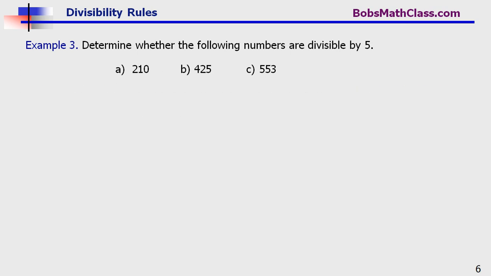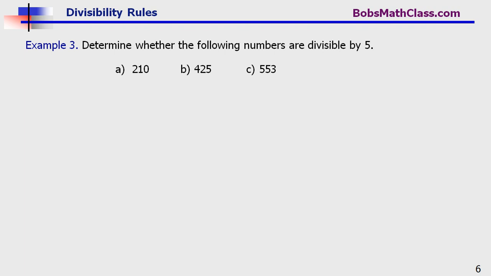Determine whether the following numbers are divisible by 5. So the divisibility test for 5 was that the last digit is a 0 or a 5. So that's all we need to do, is look at the last digit. If it's a 0 or 5, it is divisible by 5. If it's not a 0 or 5, then it is not divisible by 5.